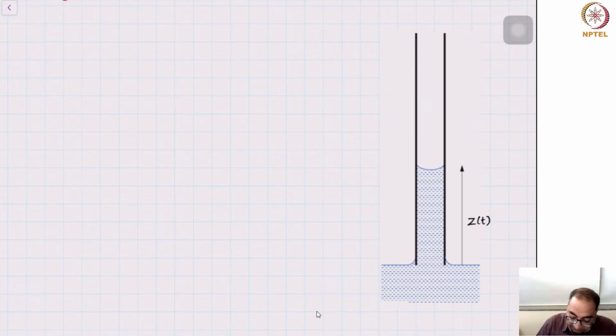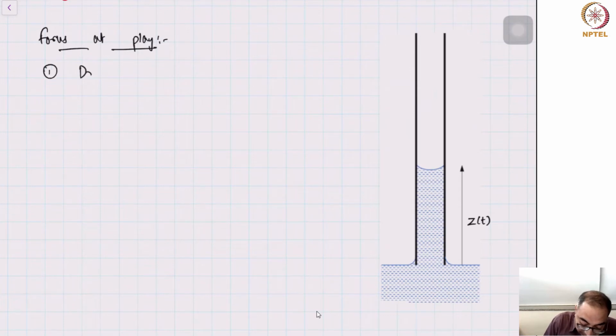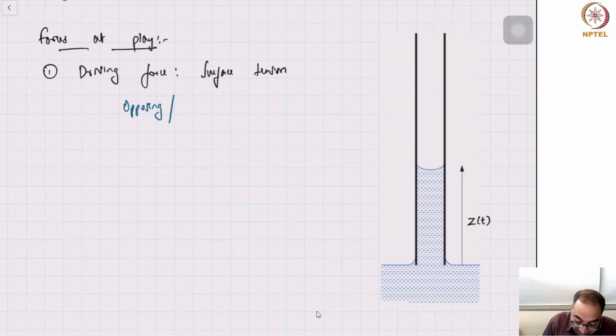To write down the force balance, we will first look at what are the common forces that are at play. We can basically separate the forces into two parts. First I'll call the driving force. And there's only one driving force, which is surface tension. And then we have a bunch of opposing or retarding forces.